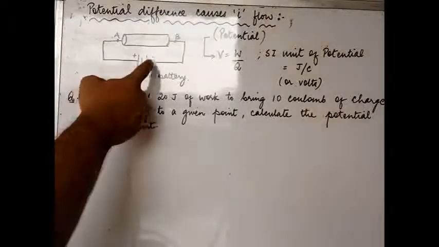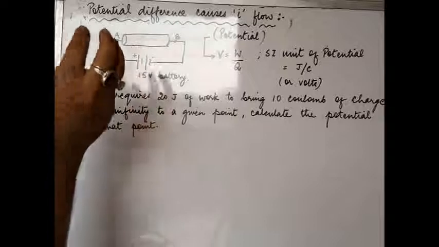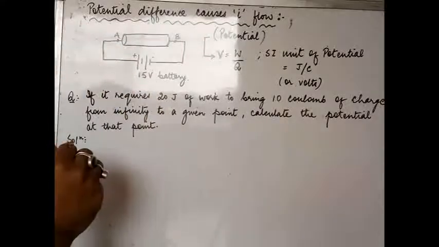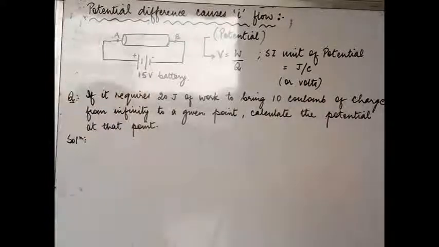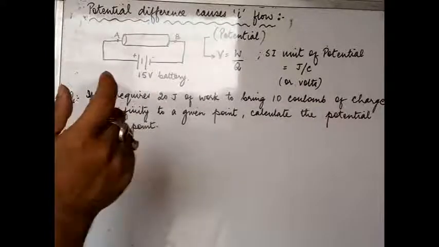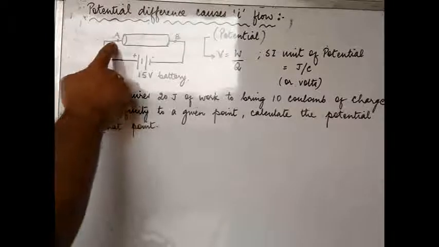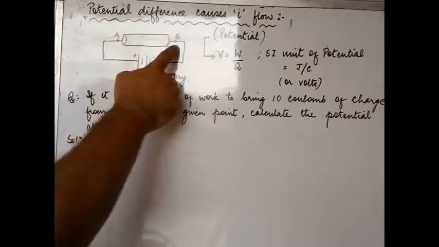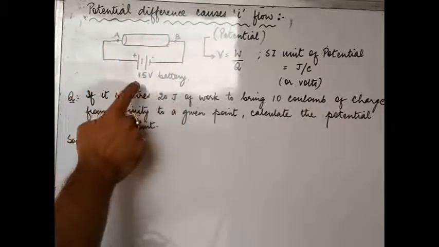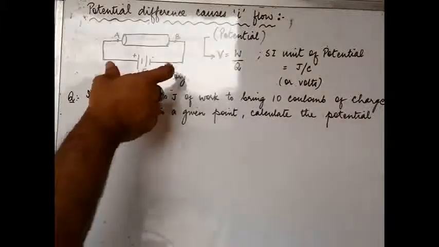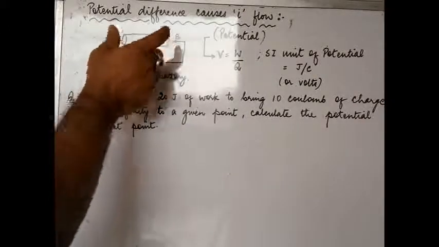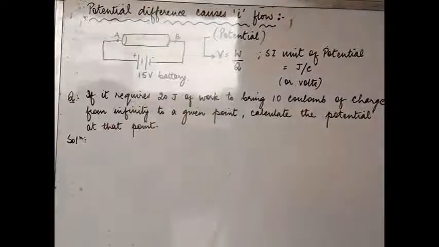So here you see, because of the insertion of the battery, this 15 volt battery has created a potential difference at these 2 ends of the wire. This potential difference is of the order of 15 volts. That means as long as there is a potential difference between these 2 points, there will be a current flow.